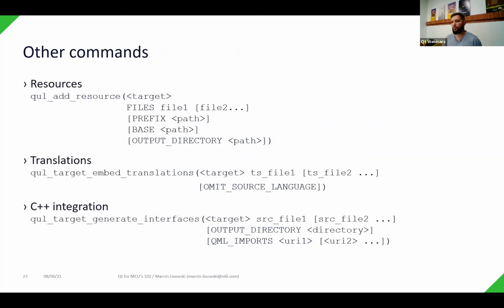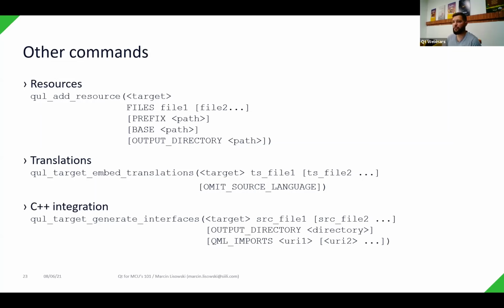There are also some other commands for adding the resources. There is a QL add resource, and this one is pretty simple. So you're just providing the target and the files for it, some PNG, JPEG, and so on files. You can define the prefix. We'll explain that later on. Base is to shorten or extend the path that you're using to reference your files in the QML then. And of course, the output directory to redirect your artifacts.